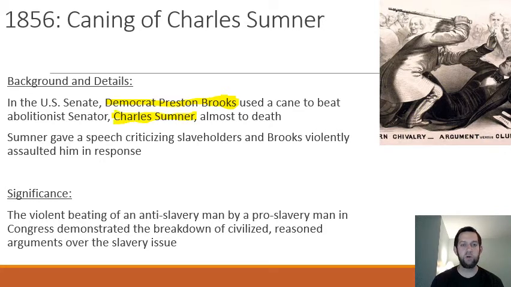Preston Brooks was so upset by what he heard in this speech that he went over to Charles Sumner and violently beat him with his cane. So much so that Charles Sumner was on the ground, couldn't move, and it took him months to get back to regular functioning. In the aftermath of the event, people from all over the South sent Preston Brooks canes. They saw him as a hero, and the North saw Preston Brooks as a villain.